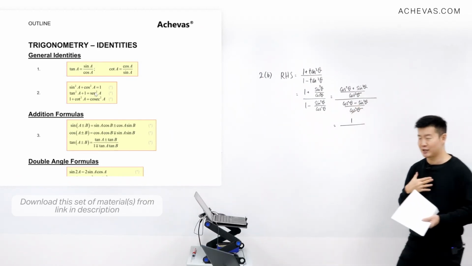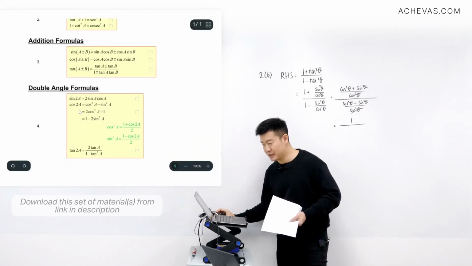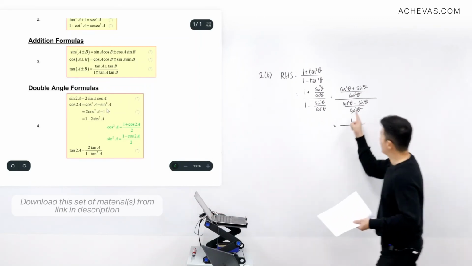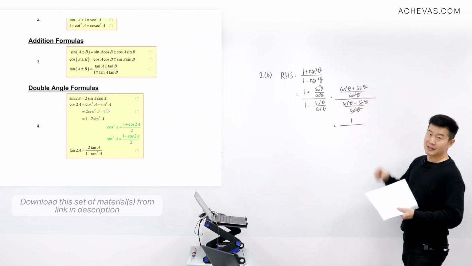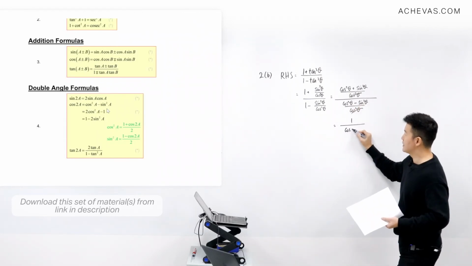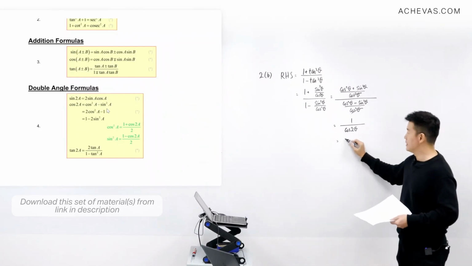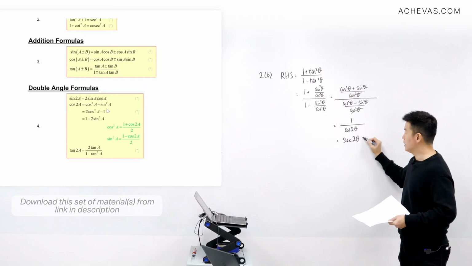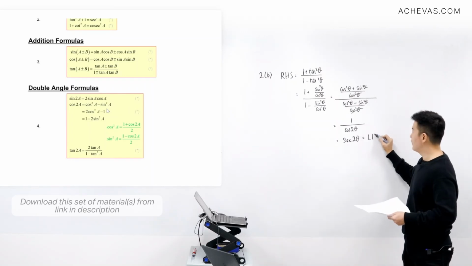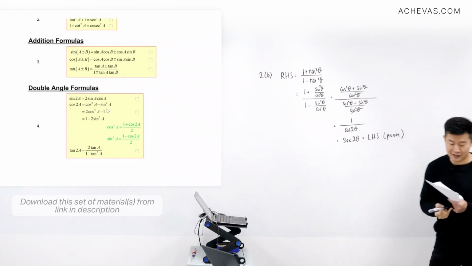Do you find this familiar? Because I do. I've seen this somewhere, under the double angle formula, specifically this: cosine 2A is equal to cosine square A minus sine square A. We have cosine square theta minus sine square theta, which means this here is going to become cosine 2 theta. And what is 1 over cosine 2 theta? This is secant 2 theta, and this is equal to the left hand side. Now we have managed to prove this identity.